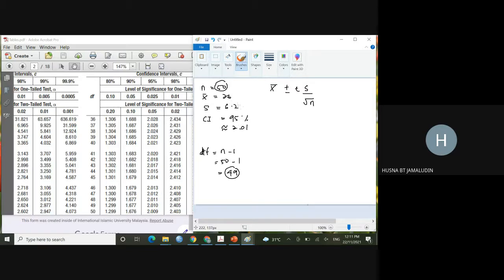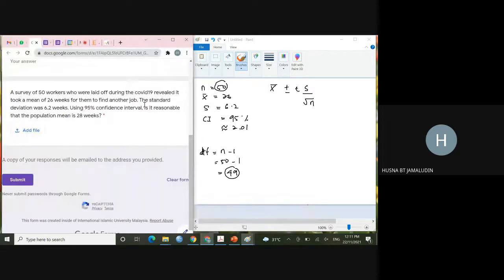Now everything is here, just plug it into the formula. Your x bar is 26? Is it 26? Oh, my handwriting is impossible. Yes. So x bar is 26 plus minus t. What is the value of t? 2.01. And then s is 6.2 over square root of n, 50. So given all this, you should get the value of what? 24.24, because there are plus and minus here, and you are talking about interval, so you should get two values. And the second one is 27.76.